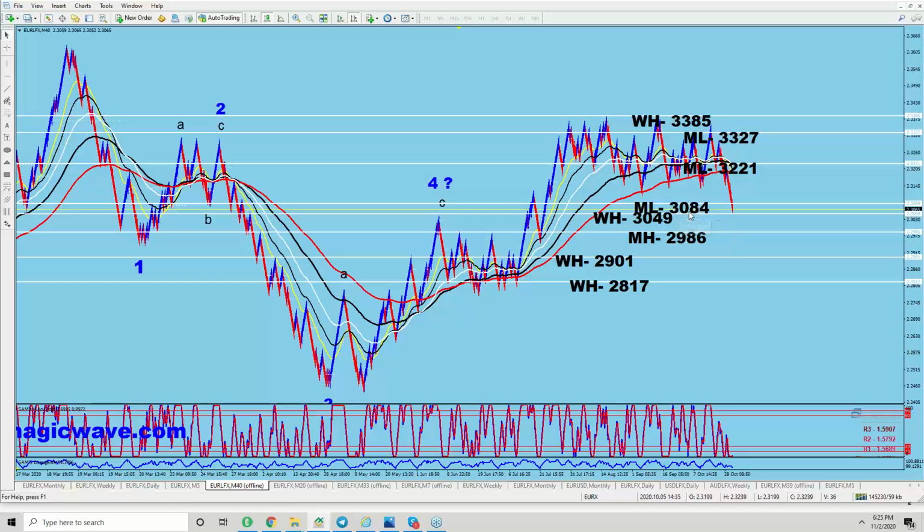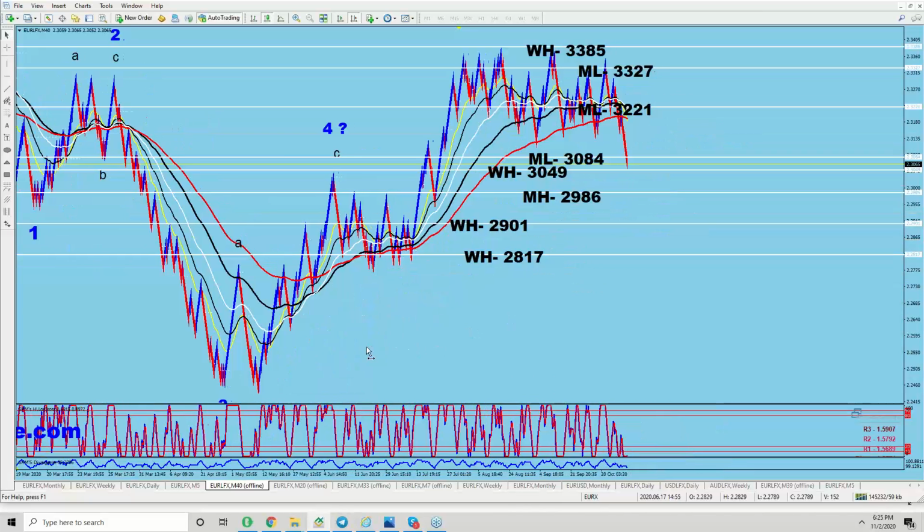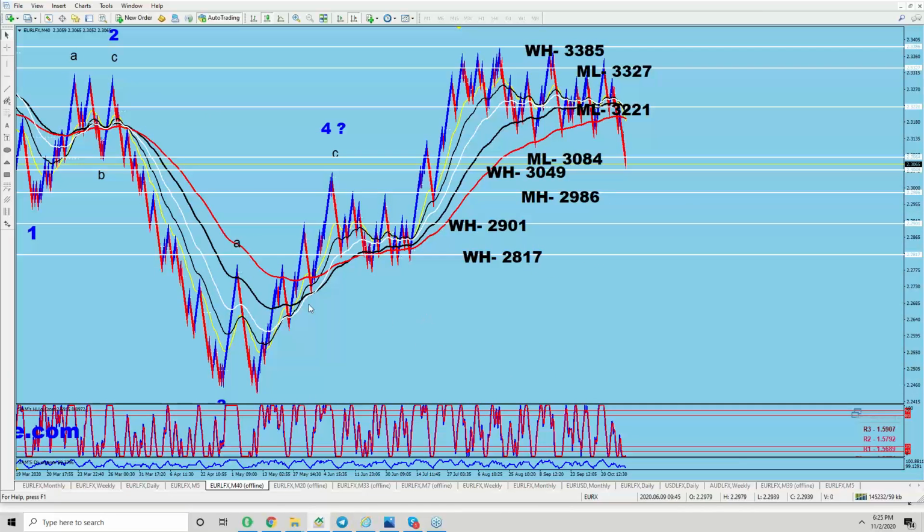So this is, see, 3084 and 3049. So we are here messing around here, and it's a very critical point for this euro. And then see what is going to happen. So if, like I said, that 2901 is right here, I would wait until we go below this to change my bias. That is going to drop, but very good chance for now, right now, we might bounce from here and then go back to 32.21.